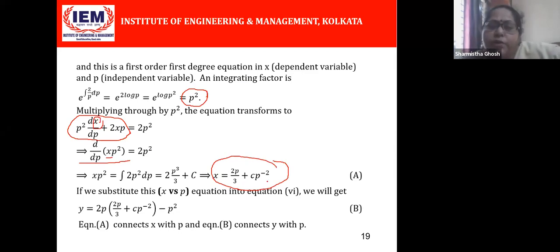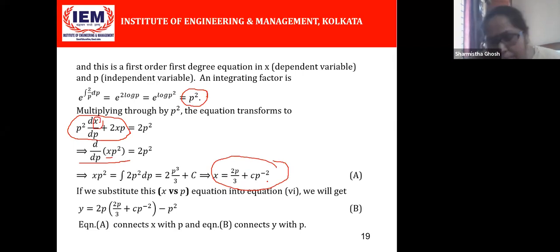Now next, as we told, our solution should not contain p. P is some extra parameter basically. P is dy/dx, but the solution should not contain p. So what we are supposed to do is eliminate this p. And how will you do that?